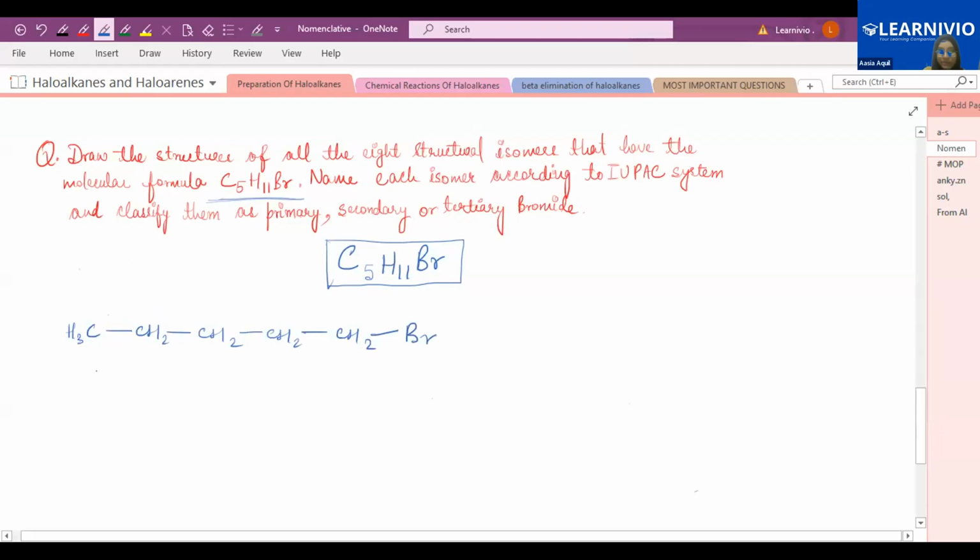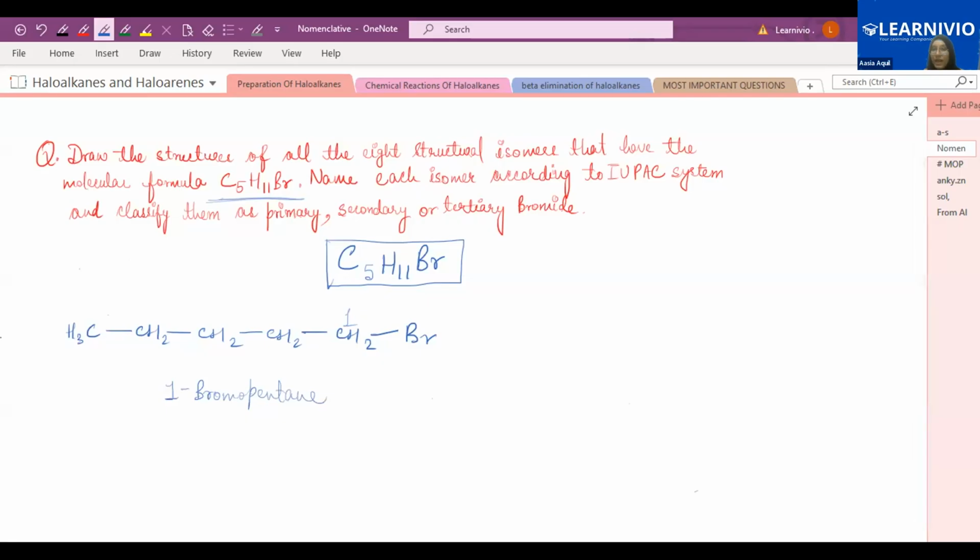What is the name of this? On the first carbon, there is a bromine group. So you can name it as 1-bromopentane. 1-bromopentane. 1, 2, 3, 4, 5. Is it correct?